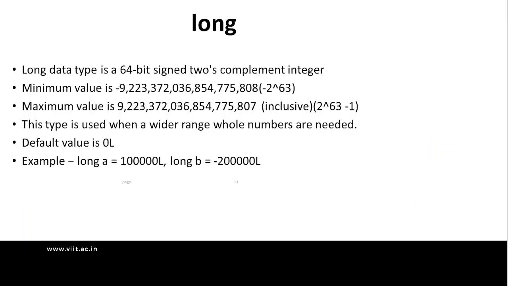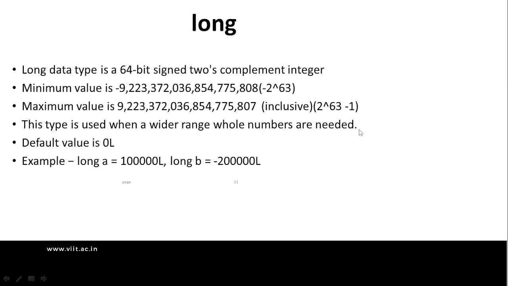Long is 64 bit. How to calculate the range for 64 bit? Again, 64 is n, so 2 raised to n minus 1. In Java, 2's complement numbers are used, so the range is minus 2 raised to n minus 1 to plus 2 raised to n minus 1, minus 1. So you can store a maximum 19 digit number. This type is used when wider range whole numbers are needed.